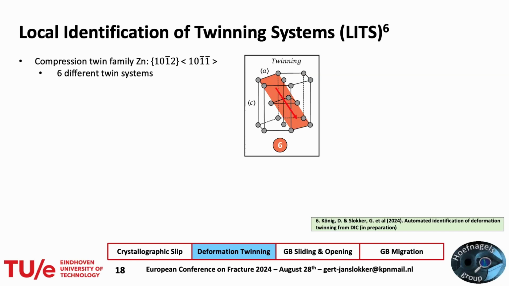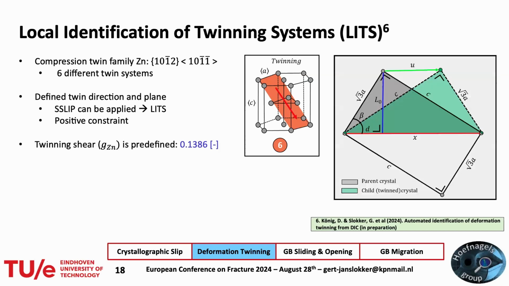So we can reuse the slip algorithm to calculate which twinning system is active. The only thing we have to change is that slip could be bidirectional and twinning is only one directional, so we apply a positive constraint. What we can also calculate analytically is the goniometric relations of the gauge here, which has been performed here. So we know that the output of LITS, like the twinning activity, not slip activity, should be around this value, which is an additional validation.